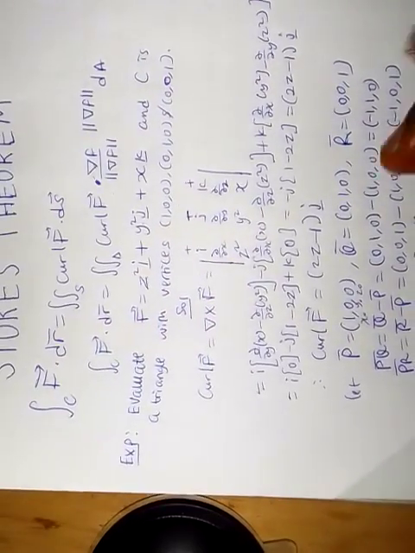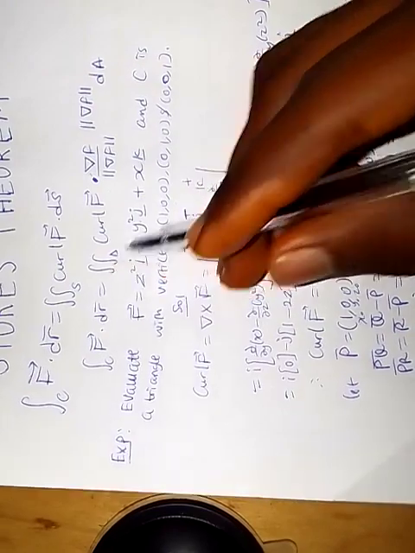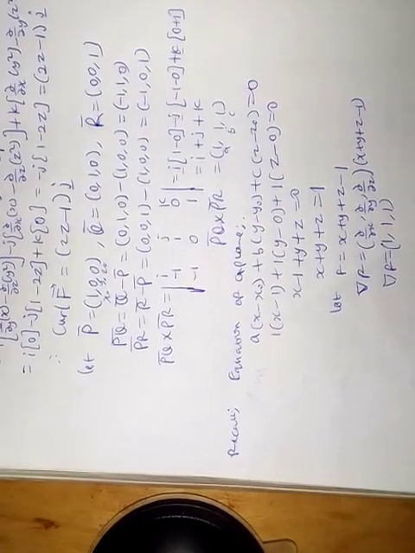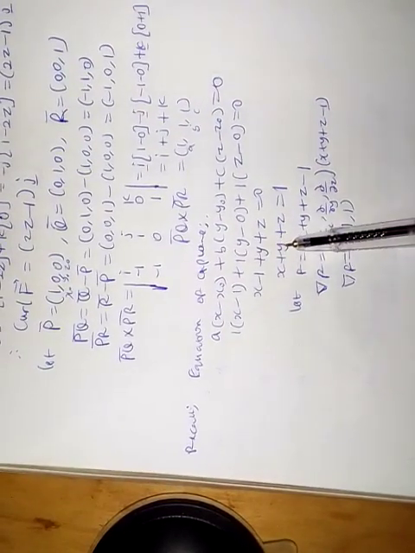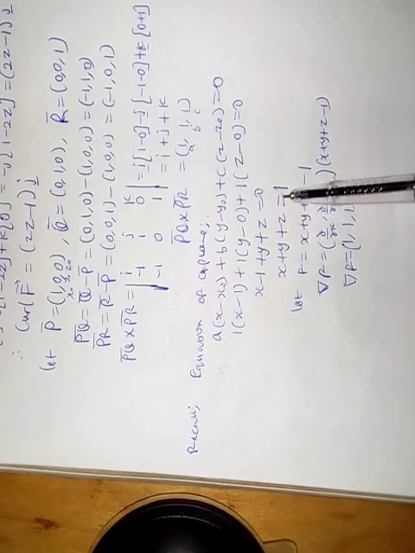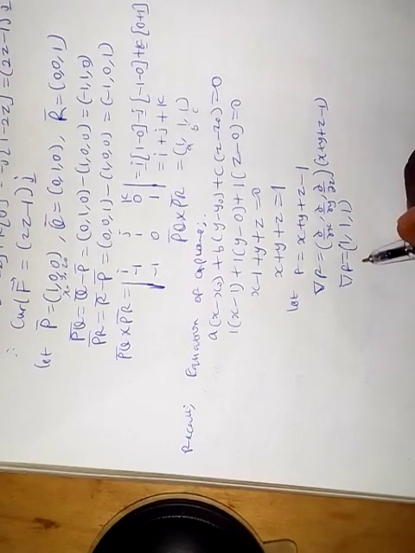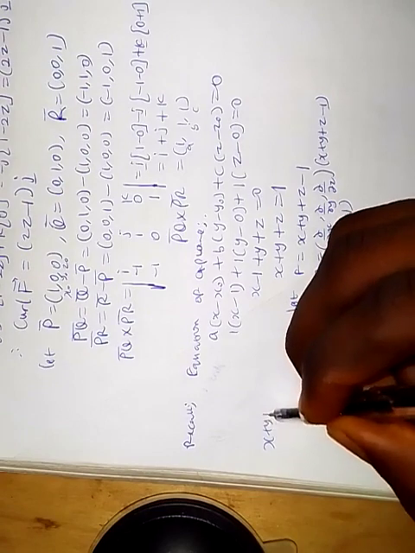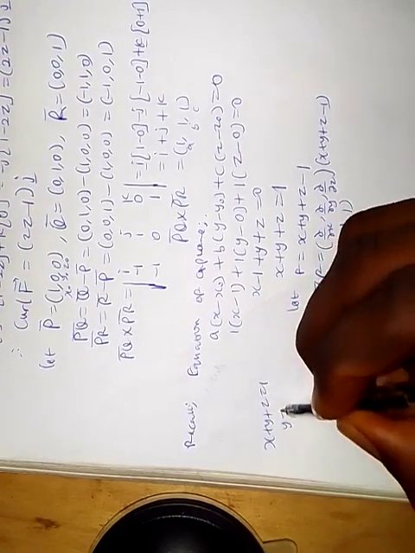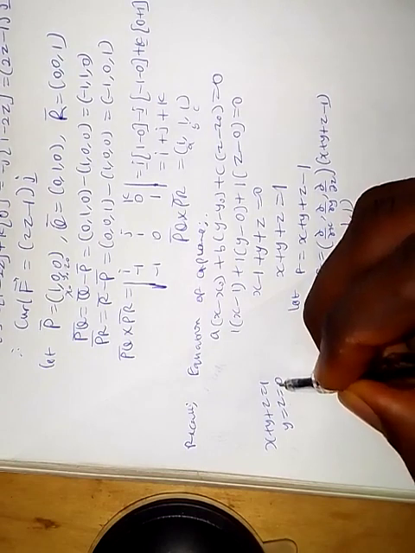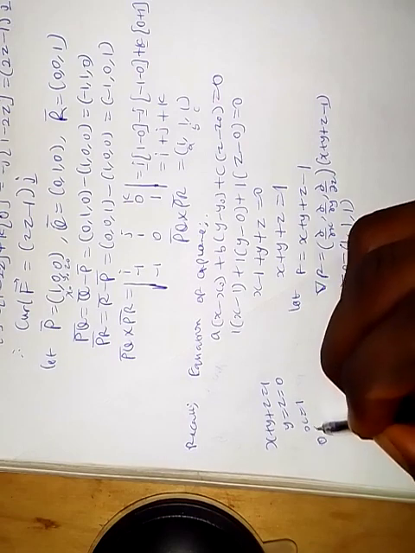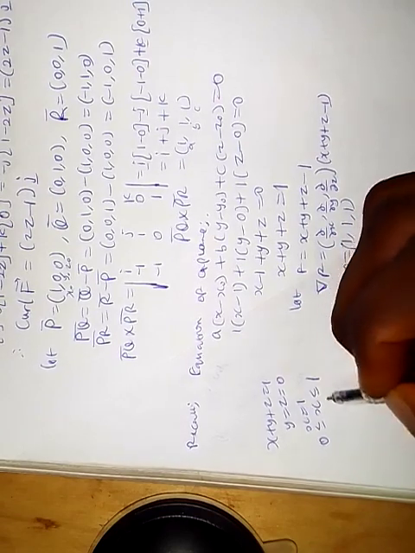The next thing to do now is to obtain our limits of integration. When we set y, z equal to 0 on the x-axis, we have x plus y plus z equals 1. When y equals z equals 0, what happens to this guy? This will be 0, 0. So we have x equals 1. So x lies between 0 and 1.